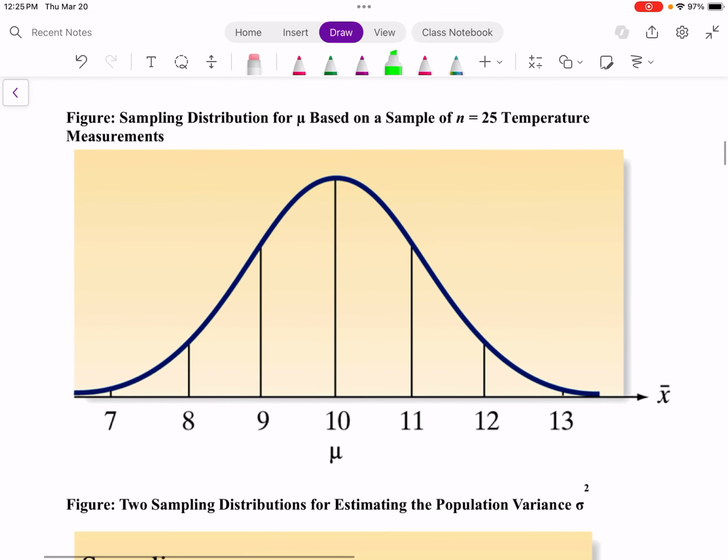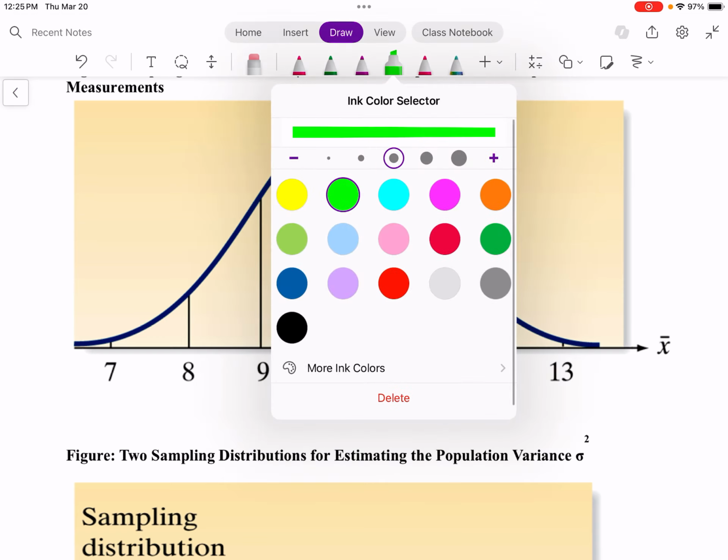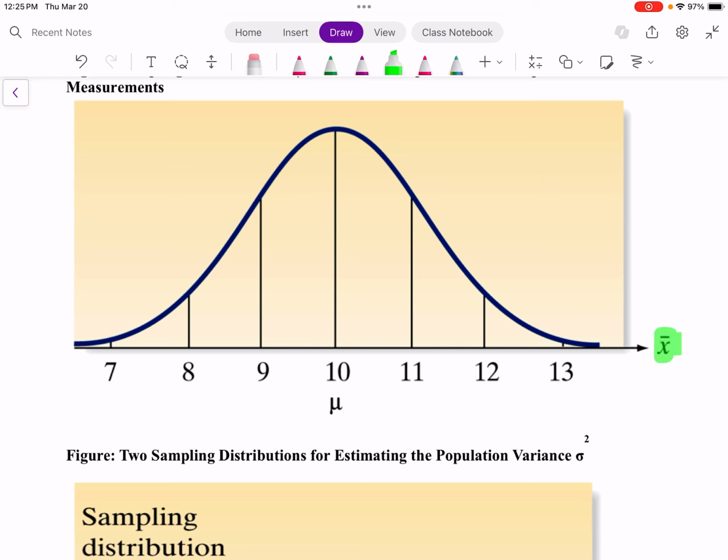Okay, now we have this smooth curve here. What kind of distribution is this? Is this the probability distribution or sampling distribution? How do we know it's a sampling distribution? X bar, right? So we have this statistic, and from here we know this smooth curve is a sampling distribution. Okay.